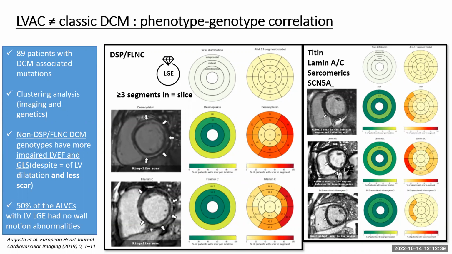The desmoplakin and filamin C variants more commonly had this extensive ring-like subepicardial or mid-myocardial LGE, but less impaired ejection fraction, in contrast to the other group that had less scar, but more reduced LV ejection fraction and global longitudinal strain. And importantly, up to 50% of the left arrhythmogenic variants did not have wall motion abnormalities, suggesting a key role for tissue characterization in these patients.